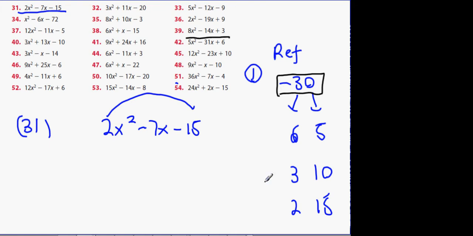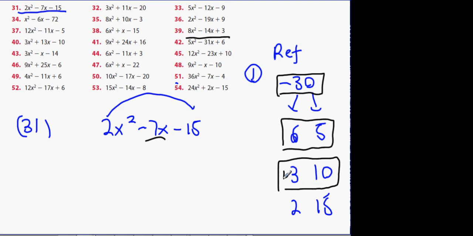Now, how do I make 7x, guys? Can I make 7x from 6 and 5? If I add them, I get 11. If I take them away, I get 1. No good. What about this one here? 3 minus 10. What's the next step? What do I do to the minus 7x? Plus 3x minus 10x minus 15. Once again, remember, it doesn't matter if I put the minus 10 plus 3. You get the same answer. Doesn't matter.